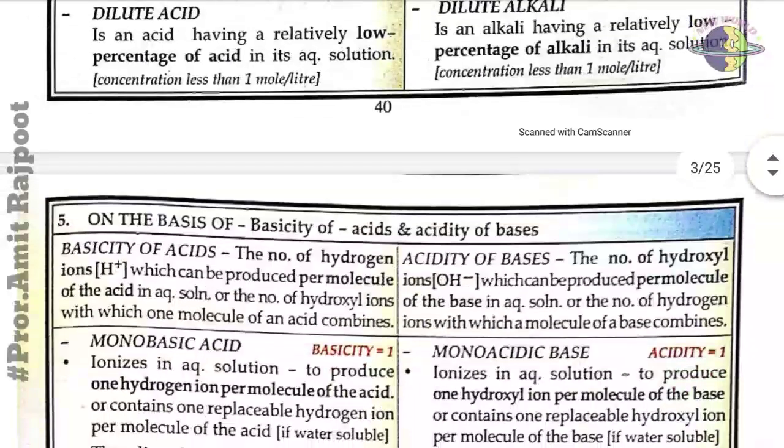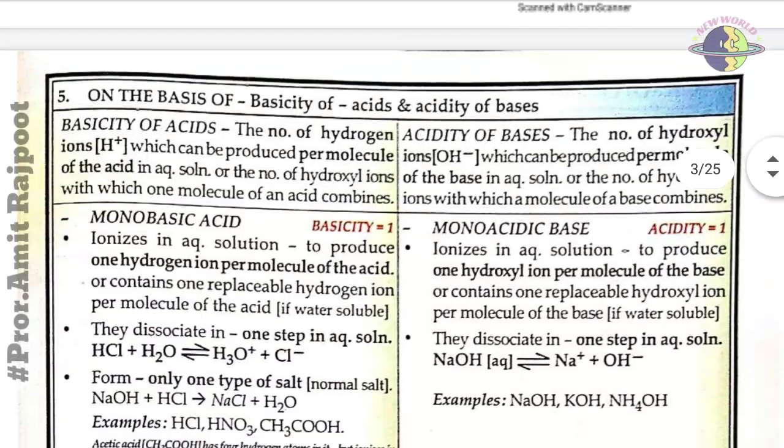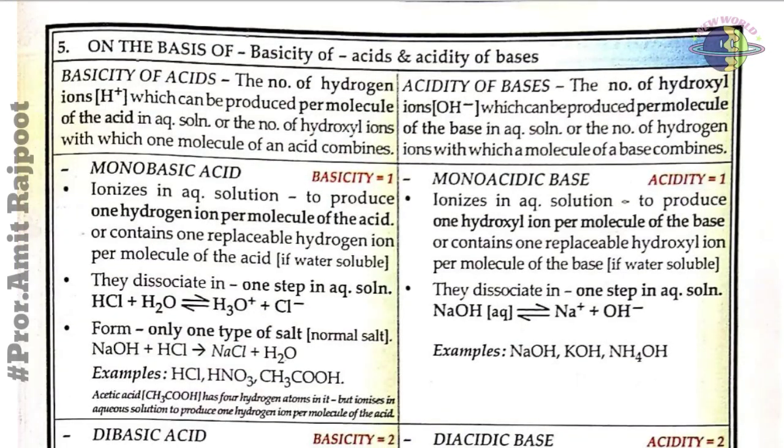On the basis of basicity of acids and acidity of bases, you can find the differences very similar on both sides. Basicity of acids is the number of hydrogen ions which can be produced per molecule of the acid in a solution, or the number of hydroxyl ions with which one molecule of an acid combines. Whereas acidity of bases is the number of hydroxyl ions which can be produced per molecule of the base in aqueous solution, or the number of hydrogen ions which a molecule of base combines with.